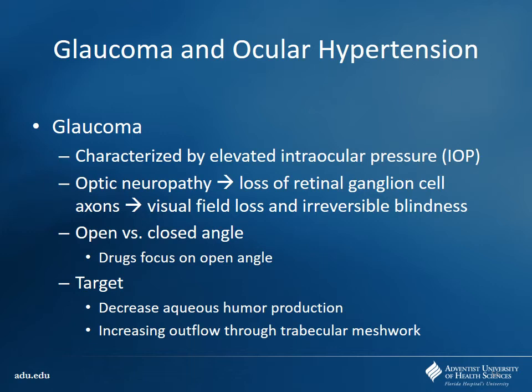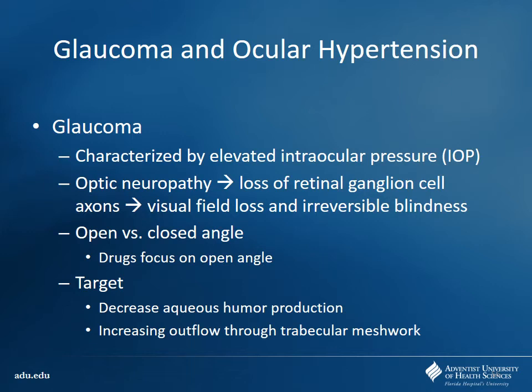So the next thing we'll talk about is our glaucoma and ocular hypertension. So we know glaucoma is going to be described as having basically elevated intraocular pressure, right? The problem with this is that you can have optic neuropathies, you can end up having permanent vision loss due to this, and so we want to prevent that if we can. So this is where a lot of our medications are going to come in.